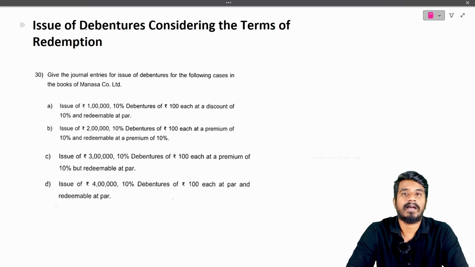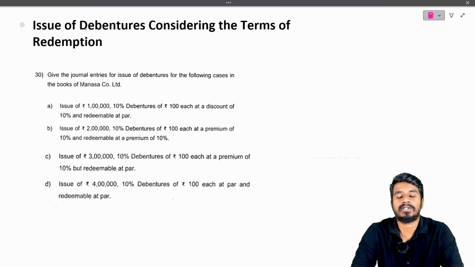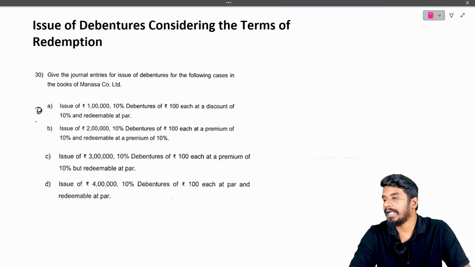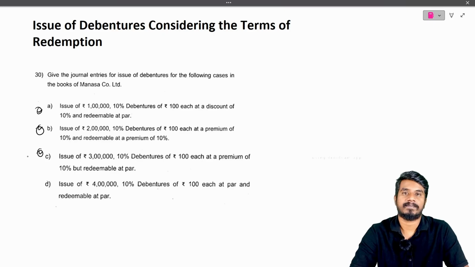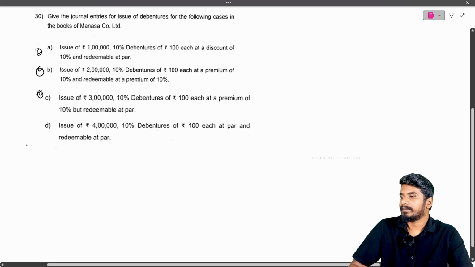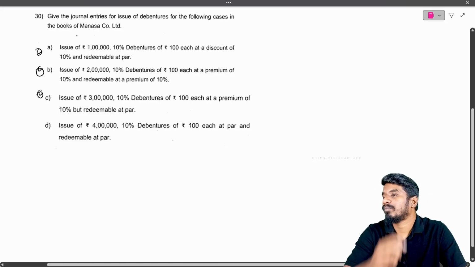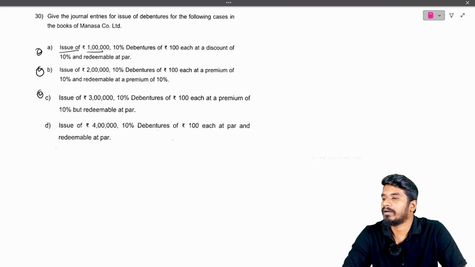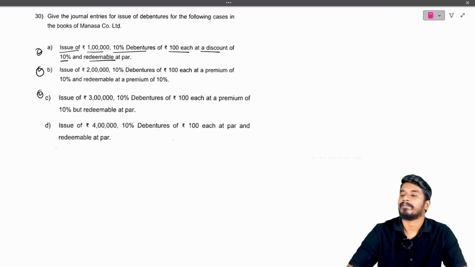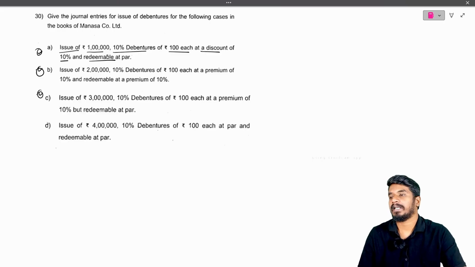So in the previous video, we have seen a question regarding the issue of debentures considering terms of redemption. In this video, we're gonna see another question with different points, so this will be more interesting than the previous one. Let us see. The first point is issue of 1 lakh worth of 10% debentures of 100 each at a discount of 10% and redeemable at par. So they are issuing at a discount and redeeming at par.